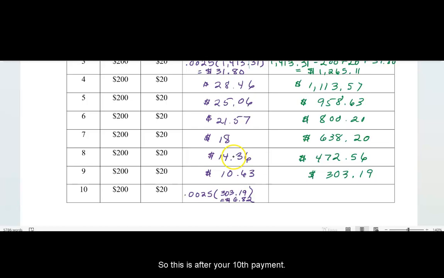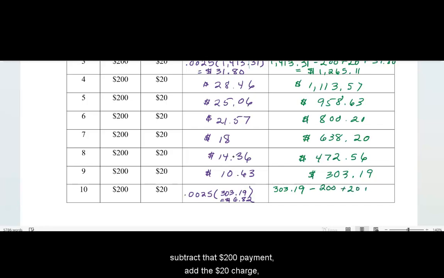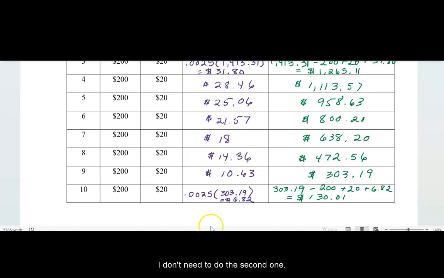So this is after your 10th payment. You keep whittling down that interest and whittling down your principal. And then for my final row here, we're taking the balance that we found from row 9, subtract that $200 payment, add the $20 charge, and add the interest. Enter all of that into your calculator, and we get $130.01.